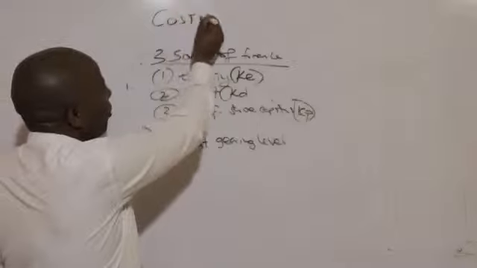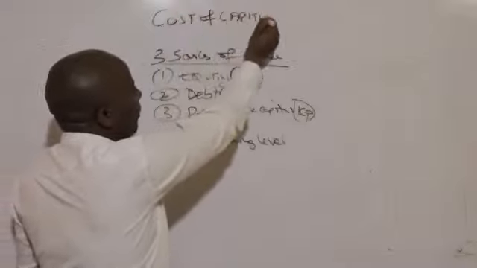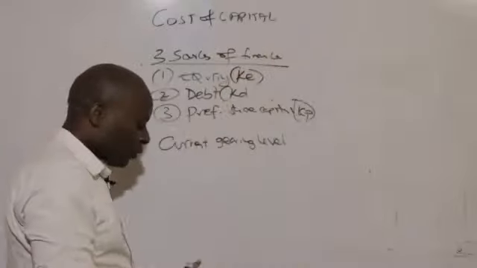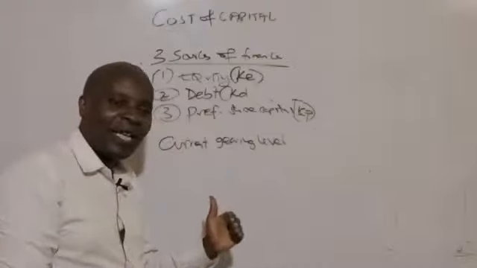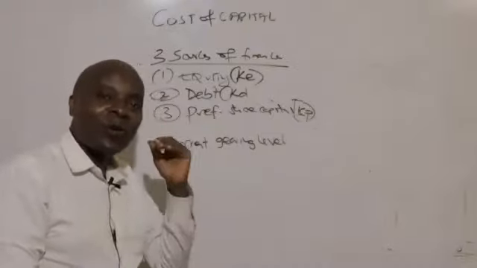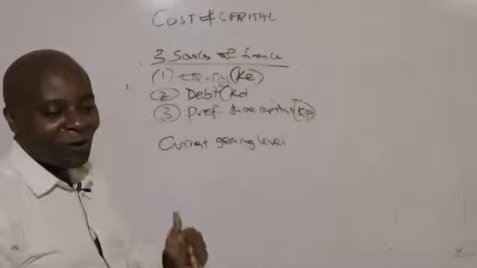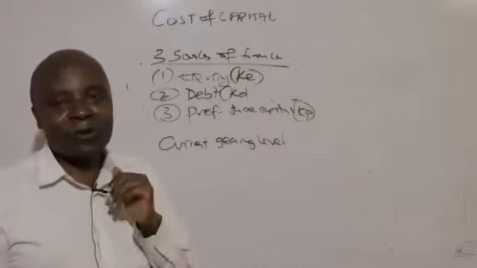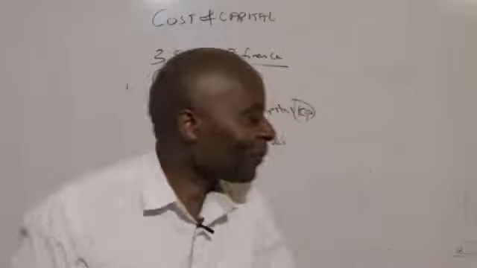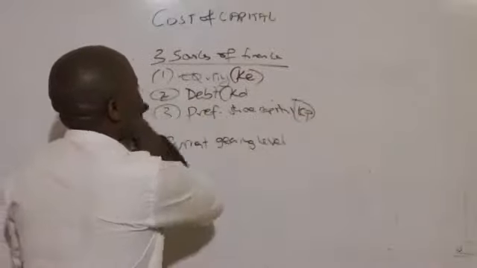We have what we call the cost of what here? Cost of capital, where we have said we have got three sources of finances. I hope you have taken your notes down. And then this afternoon, I would want us to start by looking at how to compute the cost of what here? Equity. So mention there cost of equity.